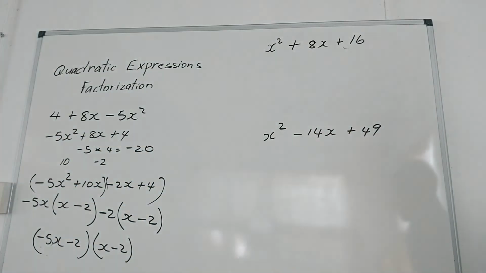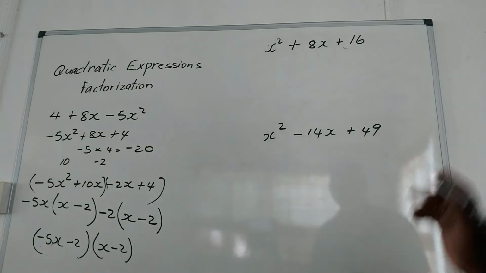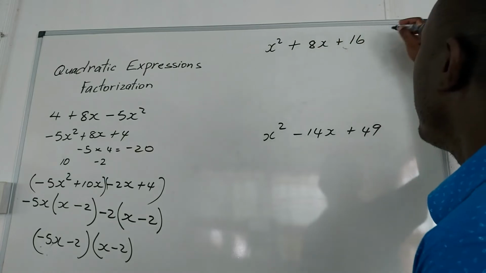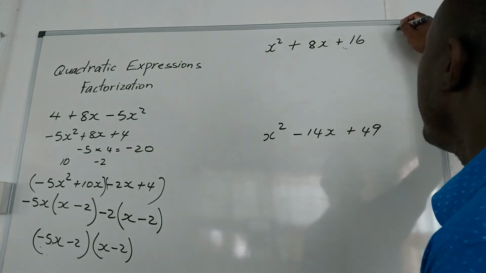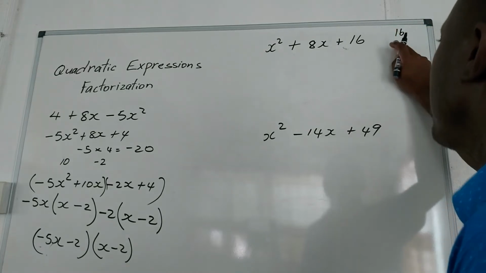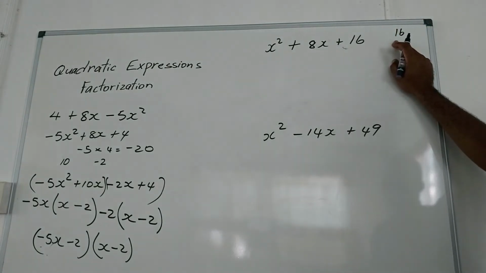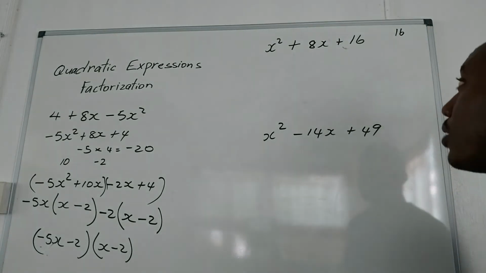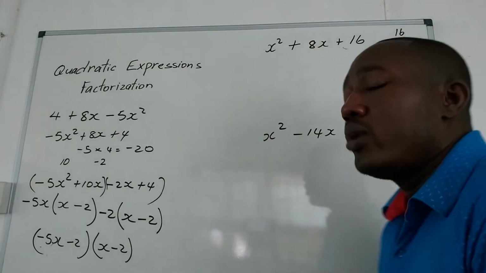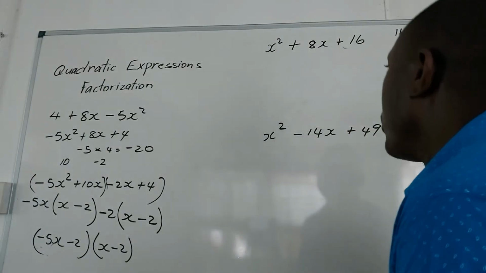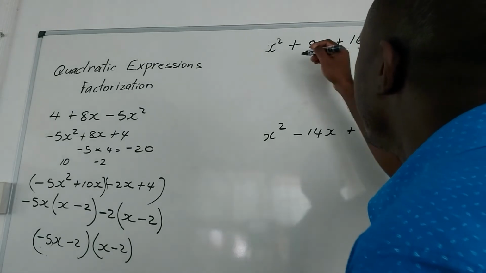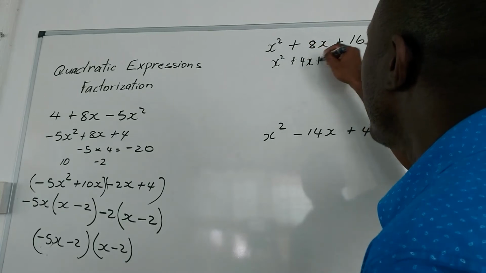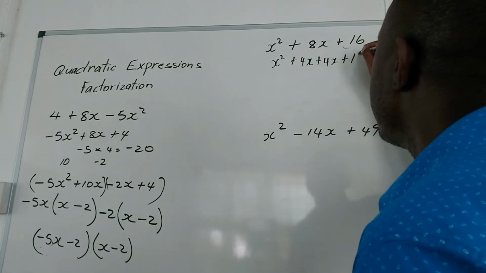This will look similar to the ones we did before, but let's see what will happen here. We need two numbers. We multiply 1 times 16, we have 16. So we need two numbers that when we multiply, we get 16, and when we add, we get 8. That number will be 4. And here we will have x squared plus 4x plus 4x plus 16.